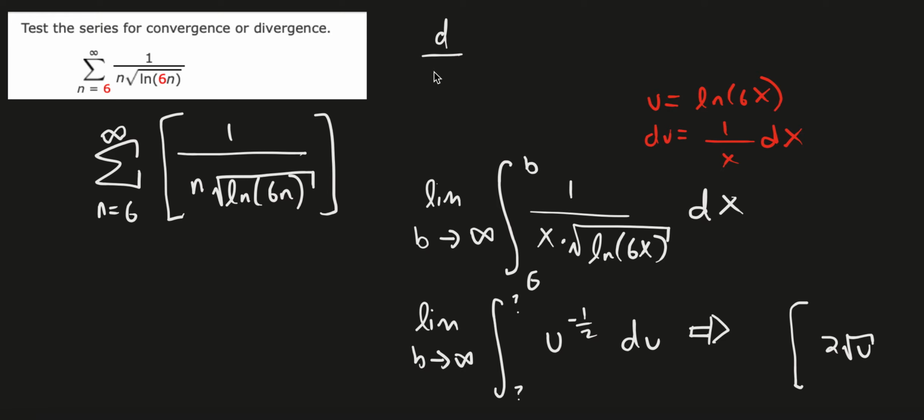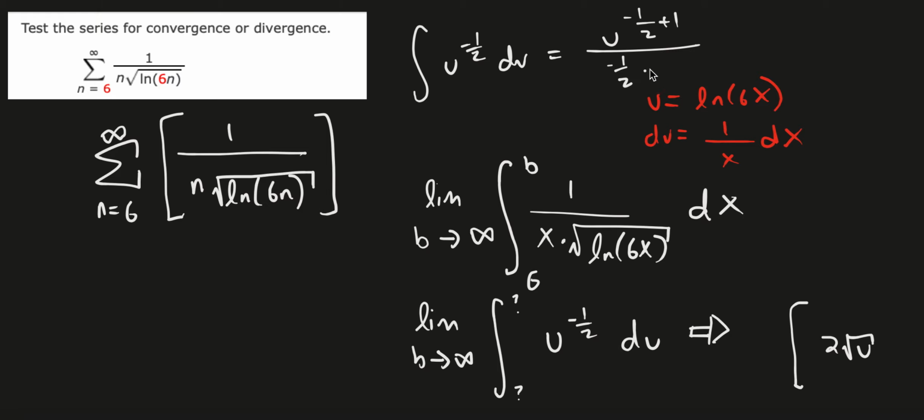I feel like I rushed that. So u to the negative 1/2 du is u raised to the negative 1/2 plus 1 over negative 1/2 plus 1, which is u raised to 1/2, and then over 1/2, which is the square root of u over 1/2, or 2 square root u. Just some integration review for those who needed that. There you go. So this is 2 square root u.